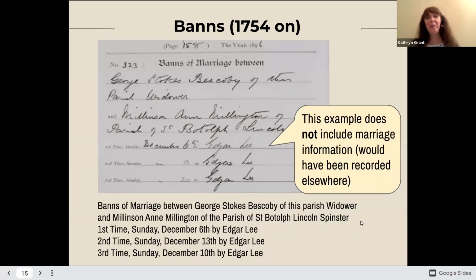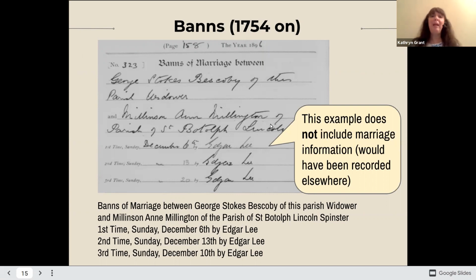Okay, here is another example of a banns record. I found that there are actually quite a few different types of forms, and I'm not sure why that is. But this is another banns of marriage form. This is between George Stokes Besceby, a widower, and Millicent Ann Millington, and then the 3 dates that the banns were called. Sometimes on these types of banns records, I've seen where a clergyman will just handwrite, diagonally across the form, marriage solemnized on such and such a date. But this one doesn't have that.